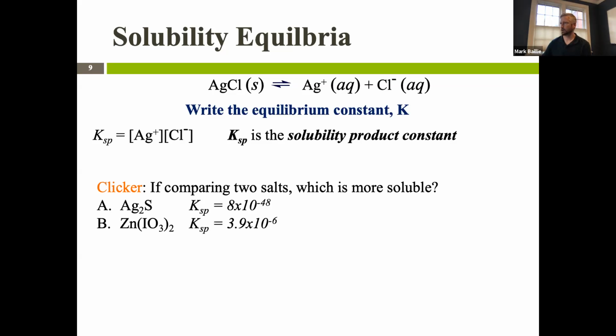Closing up. All right, we have an overwhelming majority saying that it is B. Why? You've never seen these salts before. How do you know that B is more soluble than A? Aislinn, why would B be more soluble than A? I thought B would be more soluble because the KSP is bigger.